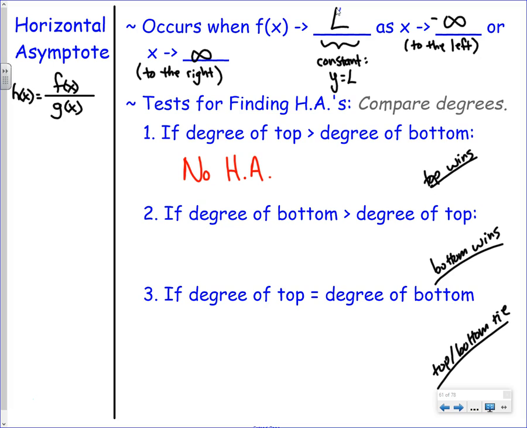And the reason is because the function will either be rising or falling as it goes to the right or to the left. It'll be like a polynomial. The top wins, if you did division, you would have a polynomial. That function is going to be rising or falling as you go to the right or to the left. But it will not have a horizontal asymptote.